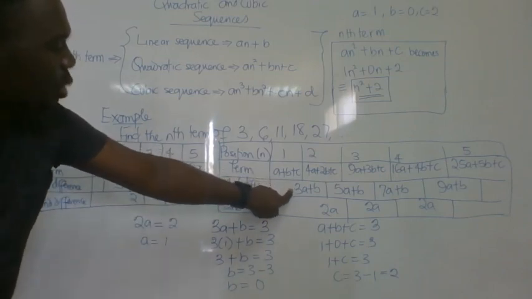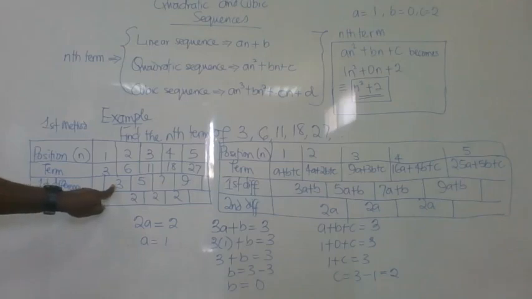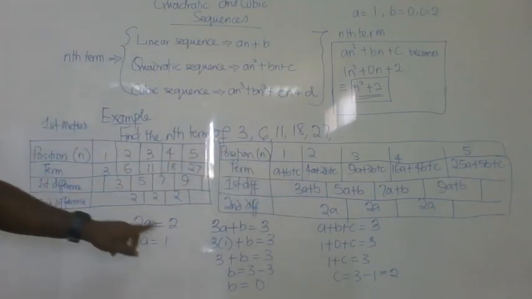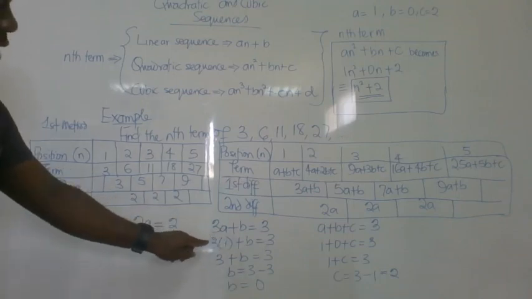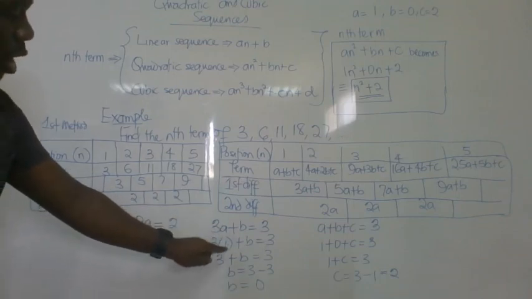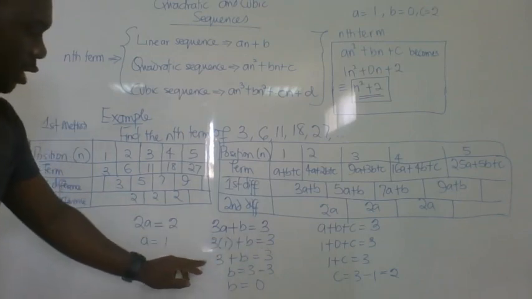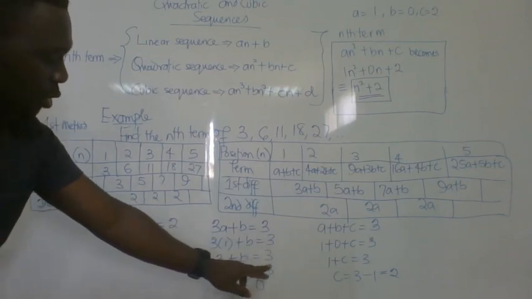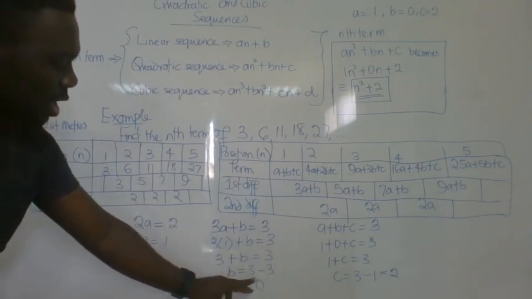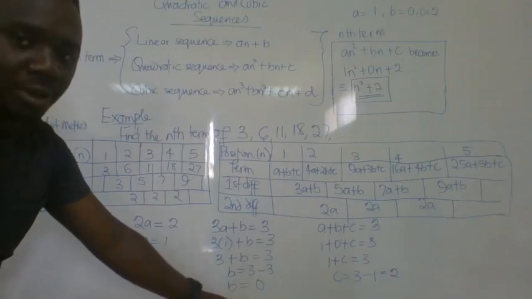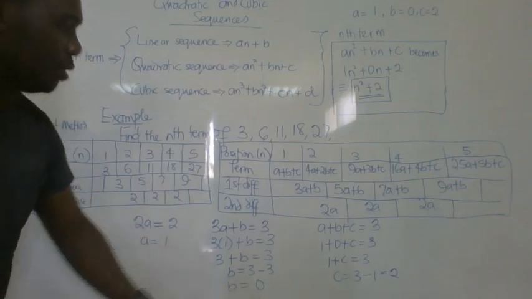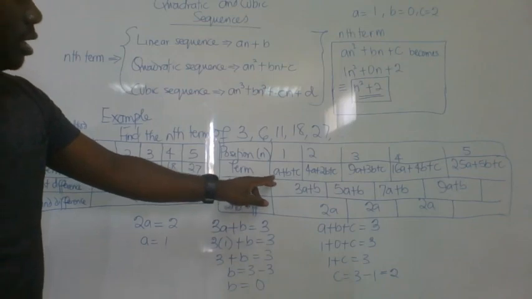Pick the next one: 3a plus b equals 3. When you do that, you substitute the value of a. You have 3 into 1 plus b equals 3, so 3 plus b equals 3. Then b equals 3 minus 3, and b gives you 0.